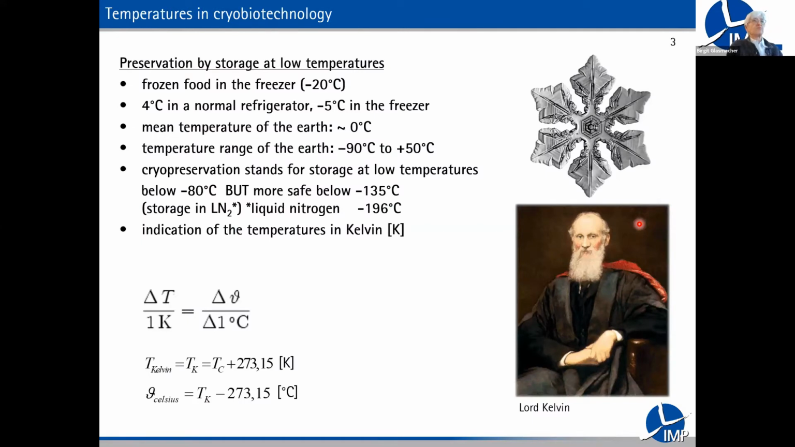Why are we interested in these temperatures? You all know that you can store at low temperatures. You know that you have -20 degrees in your food freezer, 4 degrees in a normal refrigerator, or -5 degrees in the little freezer. Mean temperature on Earth is 0 degrees centigrade, the range we already mentioned. And now we have cryopreservation, and cryopreservation is below -80. But if you remember the last slide, we should be below -135 degrees centigrade, which is the glass transition temperature of water. And if we do the storage in liquid nitrogen, we are at -196 degrees centigrade. And we should take care of taking the temperatures in Kelvin as soon as we have differences in temperature.